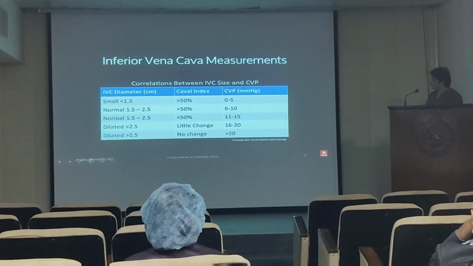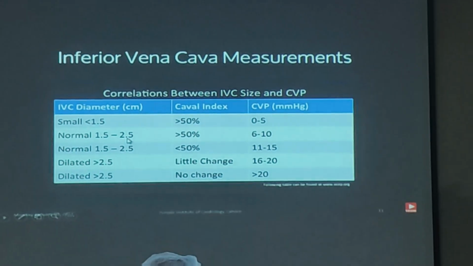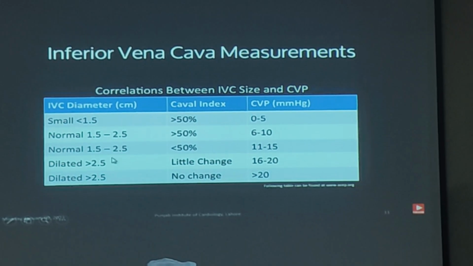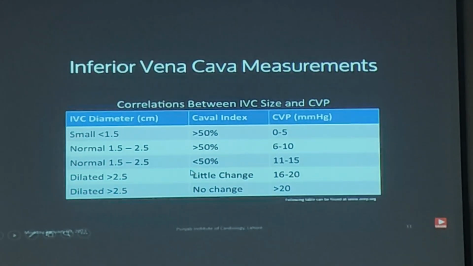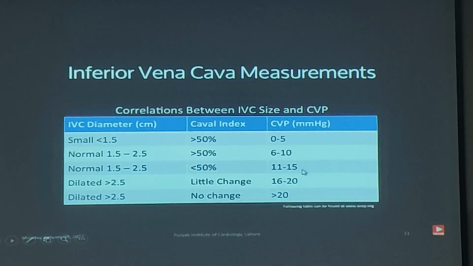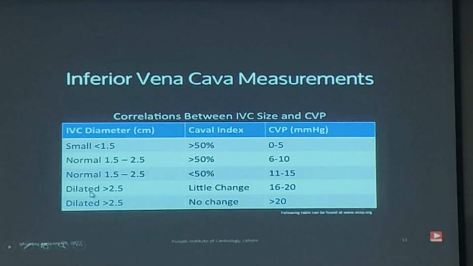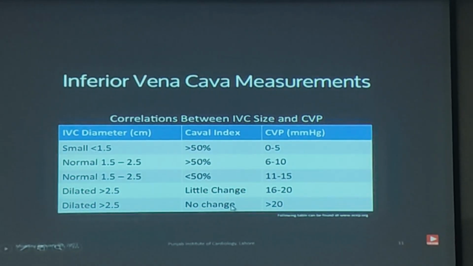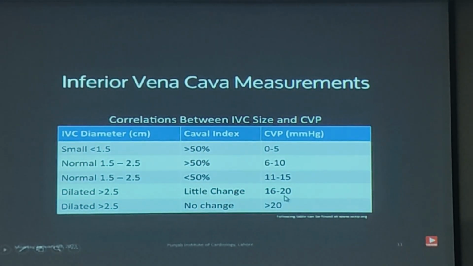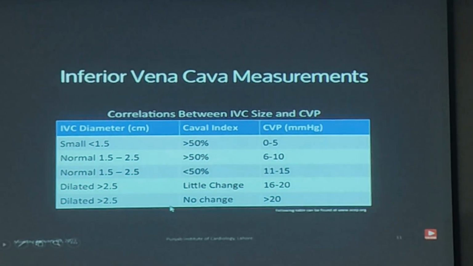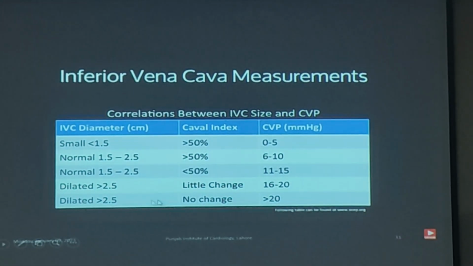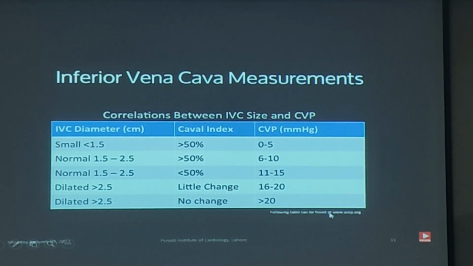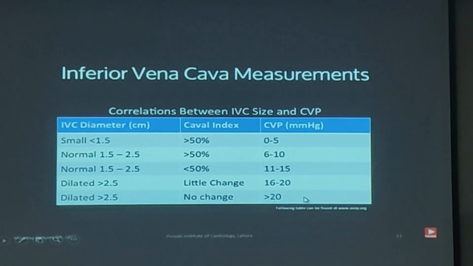Normal should be between 1.5 to 2.5, and it means that the caval index is more than 50. The CVP is around about this. If it is below 50, the CVP is very high, and if it is a dilated IVC, as I have shown you in the previous slide in the plethoric IVC, it means that the patient's CVP is very high with little change in the caval index. And if it is more than 2.5 and no changes in the caval index, that means that the CVP is more than 20.